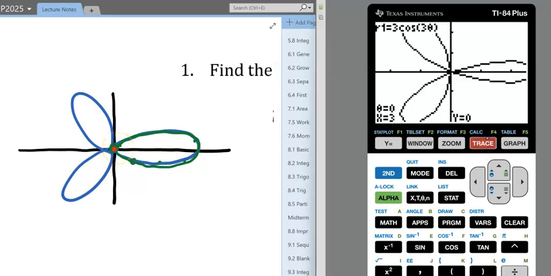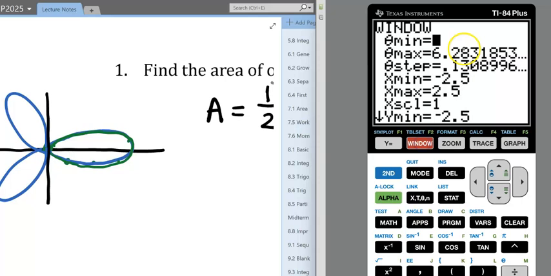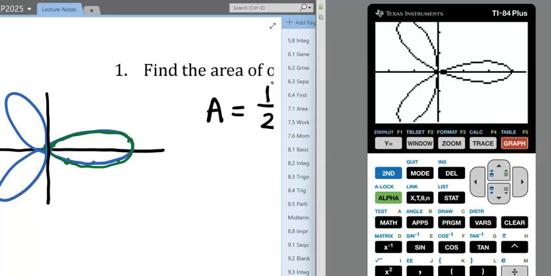I'm going to hit trace. Now, when I hit trace, I see that I'm not actually at 0, 0. It looked like I was at 0, 0, but I'm at 3, 0. I can't see that point on here because my window is a little bit too small. You see my x max is 2.5. I'll change my x max to 3.5 and hit graph. Now I can see that point down there.